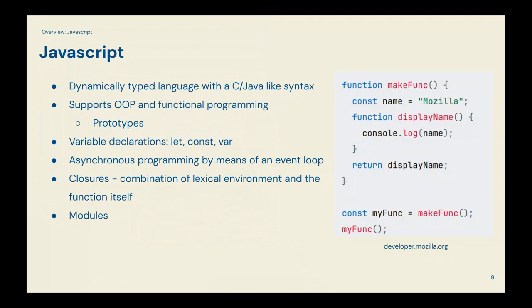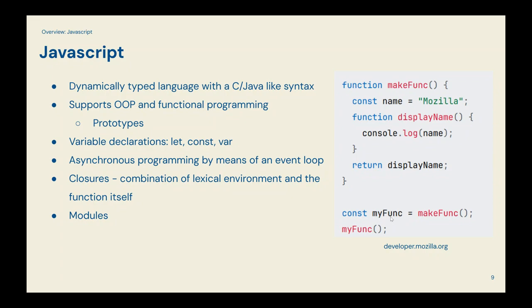And closures are a combination of lexical environment, that is the current state, and the function itself. And they're unique to JavaScript, and they allow you to do some interesting things. In the picture on the right, you can see that the function makeFunc is defined and assigns a variable name with the value of Mozilla. And then within that function, another function is defined. And the original function will then return that nested function.